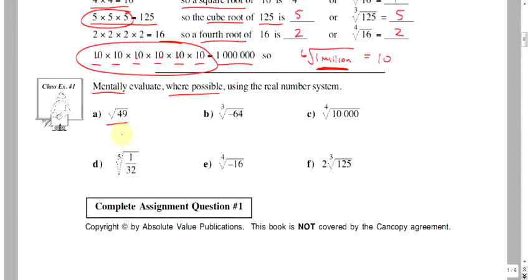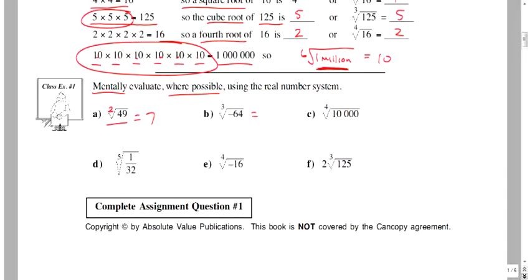What times what, because that's a 2, is 49? Yes, most of us know this. Is there a number multiplied by itself 3 times? What times what times what is negative 64? Yes, but don't yell it out.